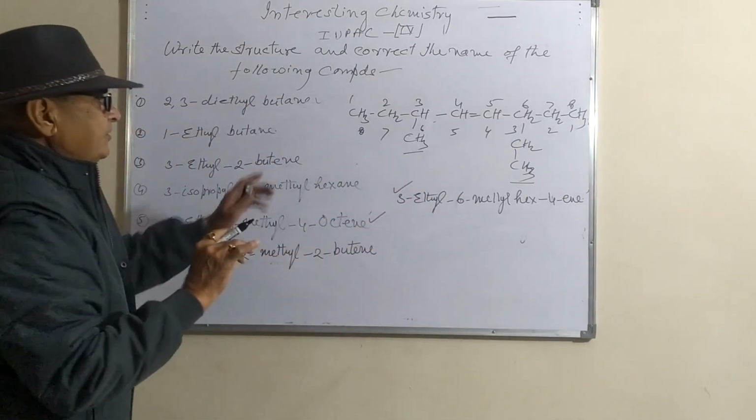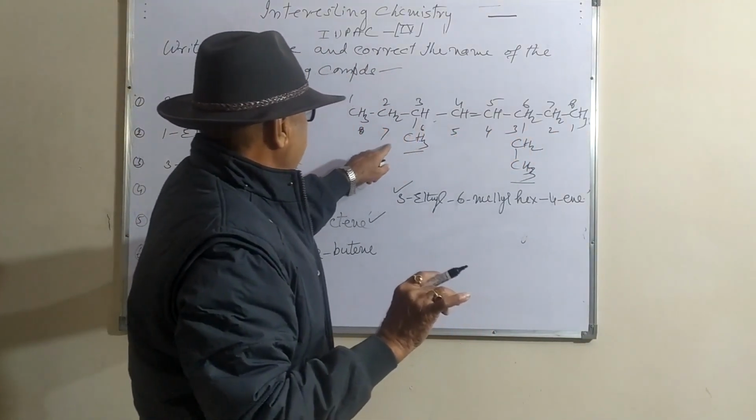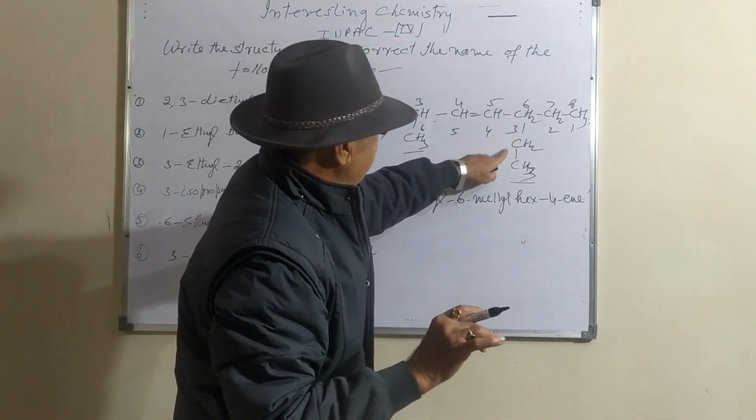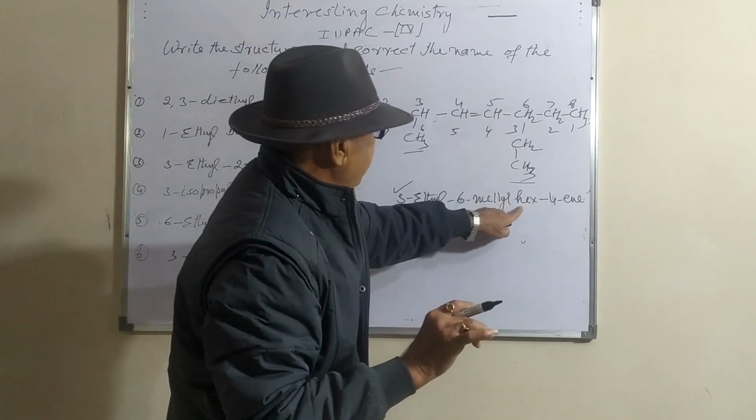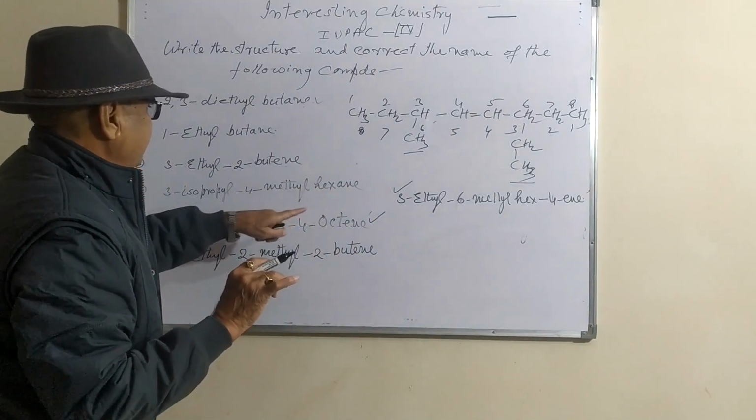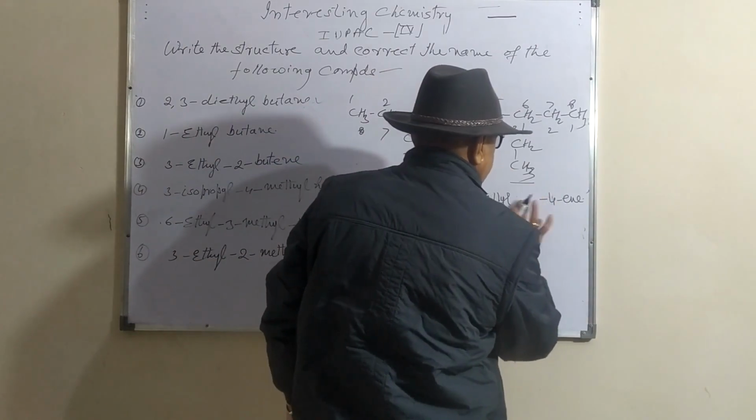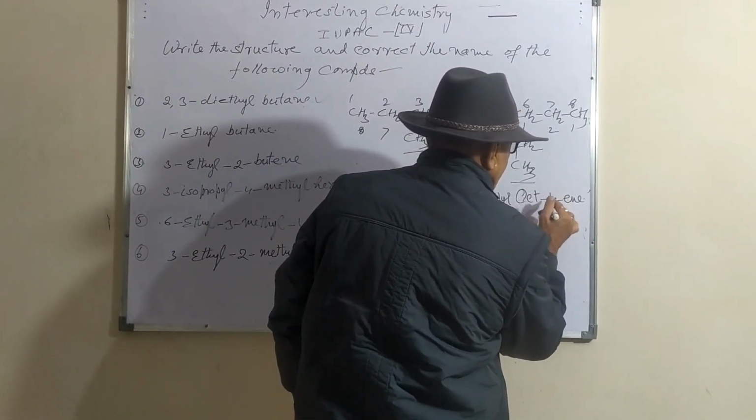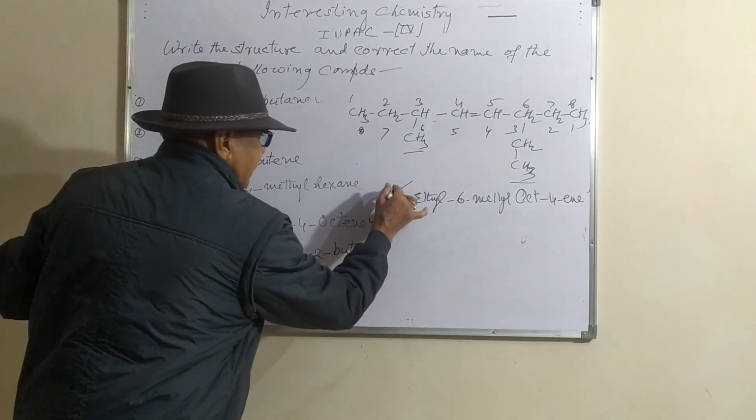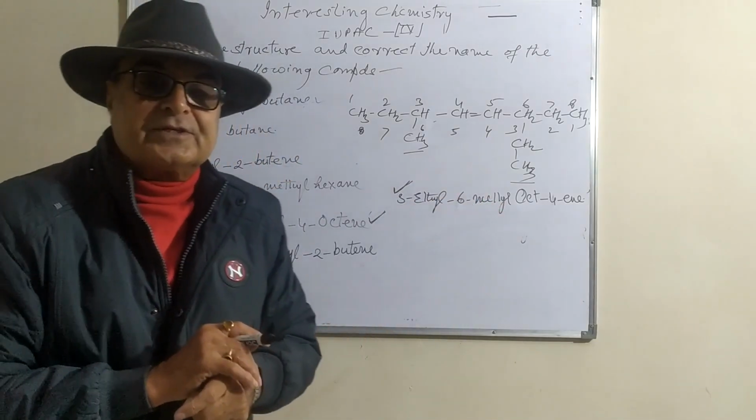Now there are two names of this compound: this one and this one. I also found the second name by counting from this end, 1, 2, 3, 4, 5, 6, 7 and 8. If I start the numbering from this end, then the name will be 3-ethyl and 6-methyl, 4-octene. So both names are possible: this is 3-methyl, 6-ethyl, 4-octene and this is 3-ethyl, 6-methyl, 4-octene. Which name is correct?